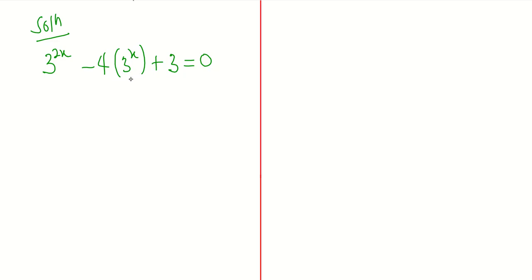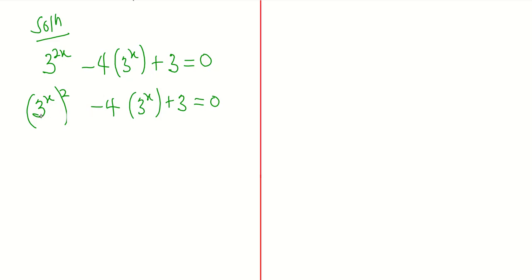Identifying something common, we can see 3 exponent x here and 3 exponent 2x, which means that we can express 3 exponent 2x in terms of 3 exponent x, and then that will be common. Then we represent this 3 exponent x by a preferred variable. In most cases, we use y, so in this video, that's what we'll be using. So we can express 3 exponent 2x as 3 exponent x all exponent 2, and it's basically the same thing. So minus 4 times 3 exponent x plus 3, which is equal to 0.